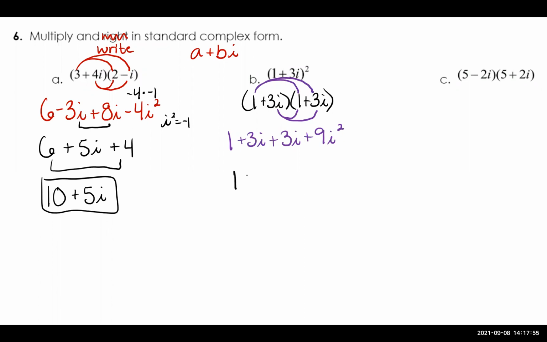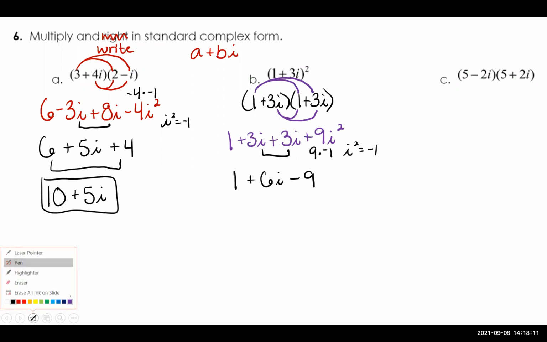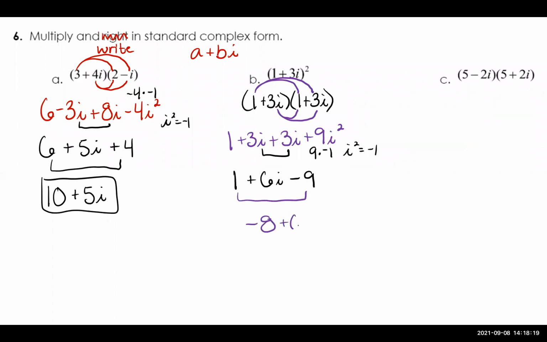Let's see, bring down the 1. 3i plus 3i is 6i. We know that i squared is equal to -1. So this is really 9 times -1, which would be a -9. So we combine like terms. We have 1 minus 9 is a -8 plus 6i.